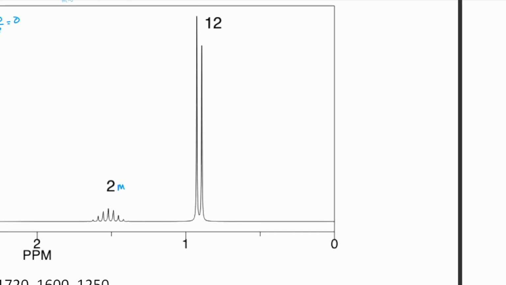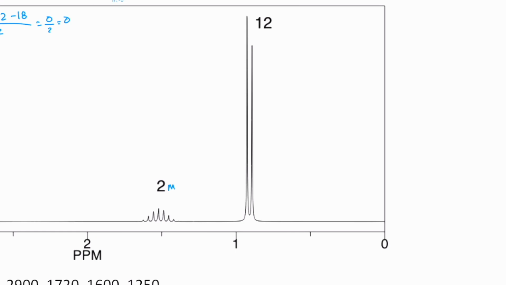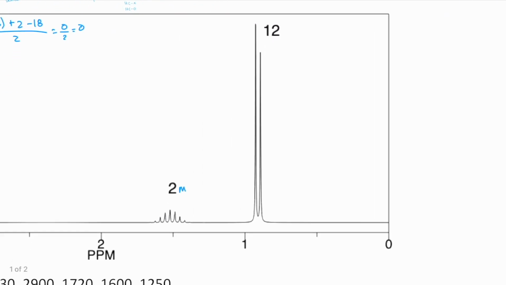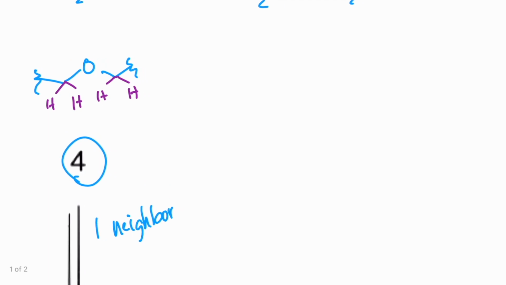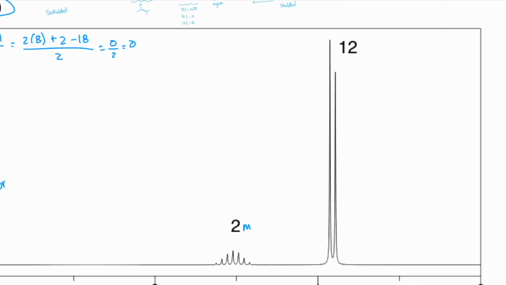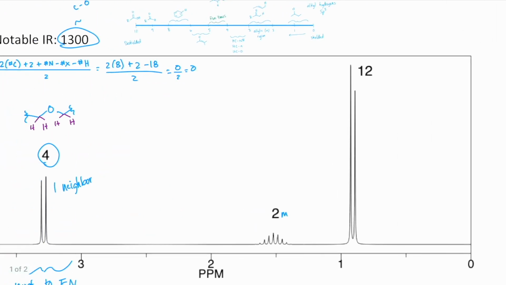Sometimes they're not very nice, and they're kind of really, really terrible peaks, in which case you might be given the splitting. Okay? But anyways, so we have this 2 multiplet with a 12 doublet. Well, that's very interesting. Okay, we know we have some symmetry here, right? This is divisible by 2. And all of these other integration numbers are all divisible by 2.